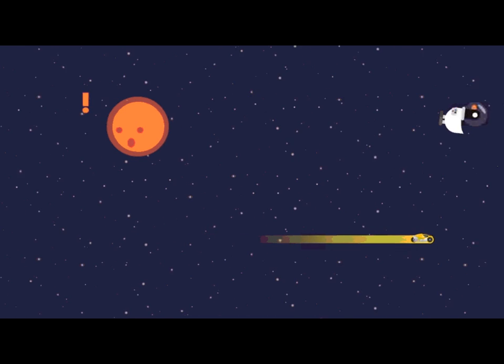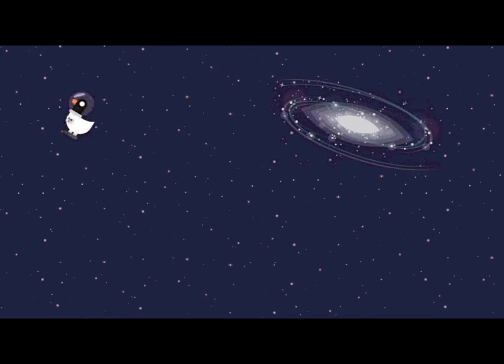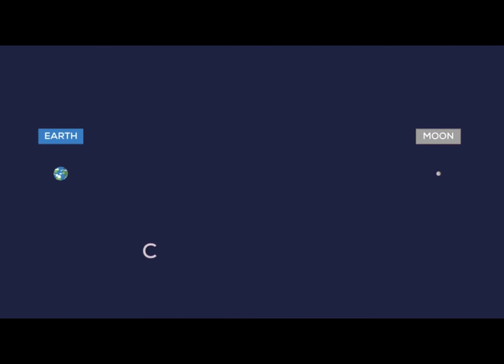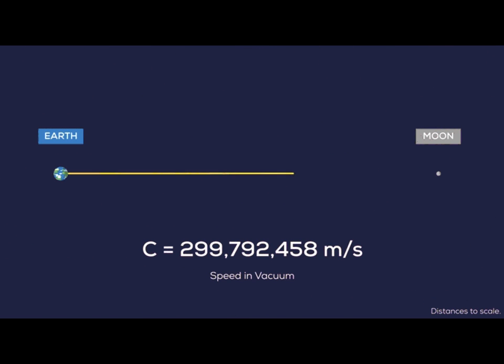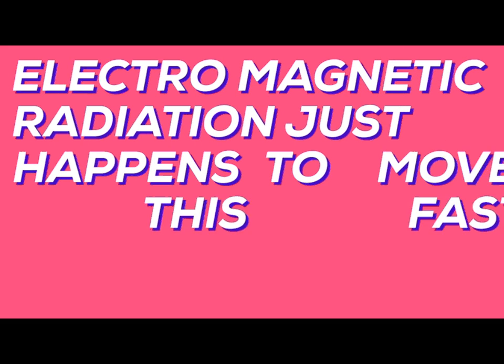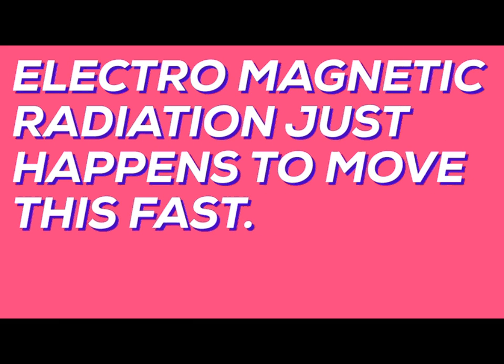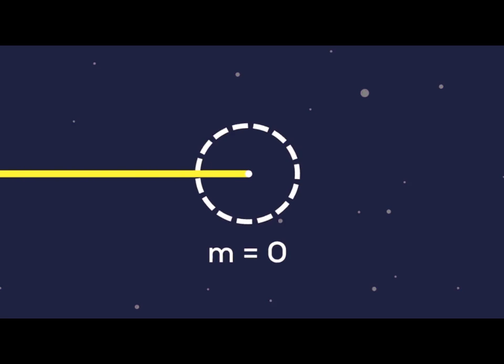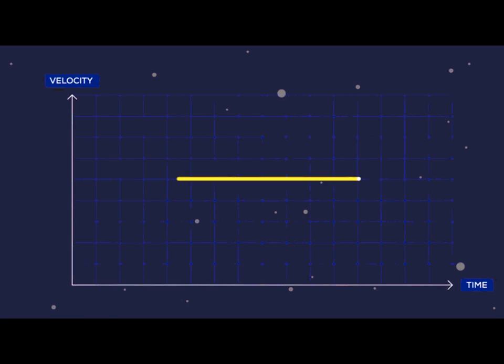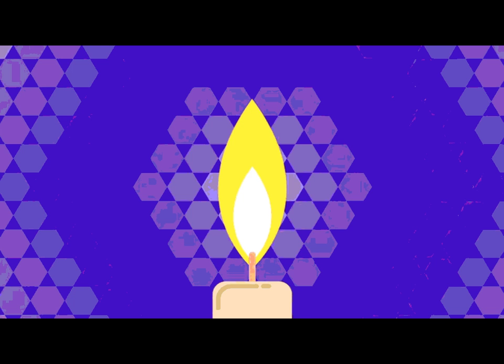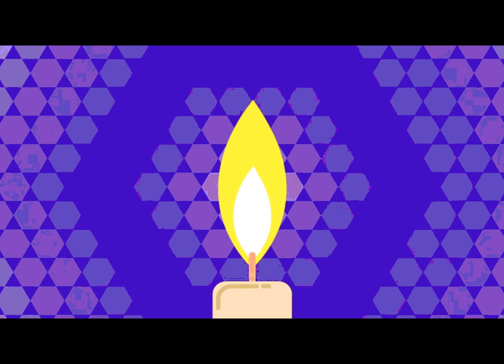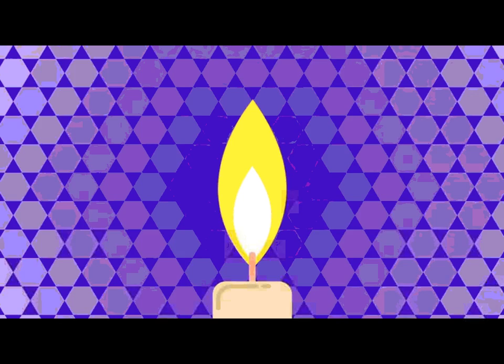Let's change the question. What is the fastest way to travel through space in the universe? It's c, exactly 299,792,458 meters per second in a vacuum. That's about 1 billion kilometers per hour. Electromagnetic radiation just happens to move this fast. Any particle that has no mass travels at c, without acceleration or any in between. The light that's being released from a candle does not speed up until it reaches light speed. At the very instant of its creation, its speed is c.